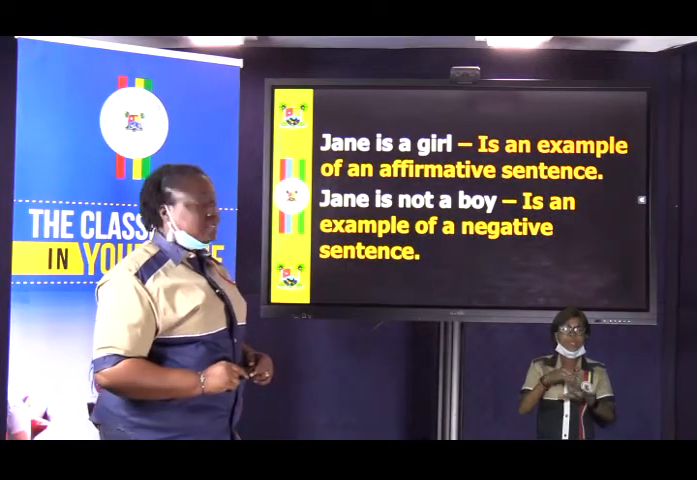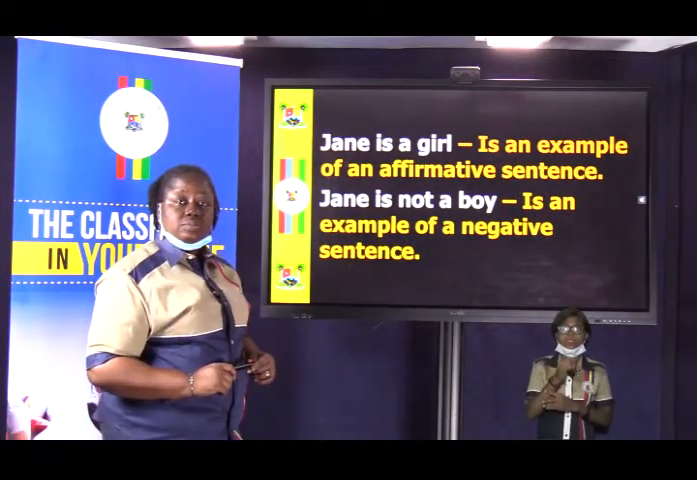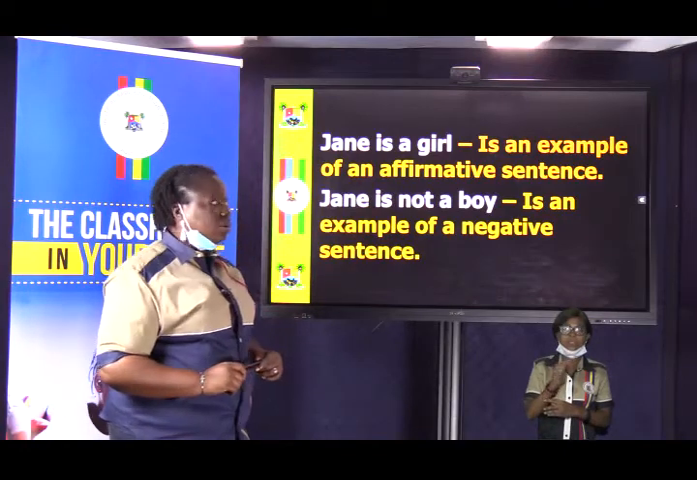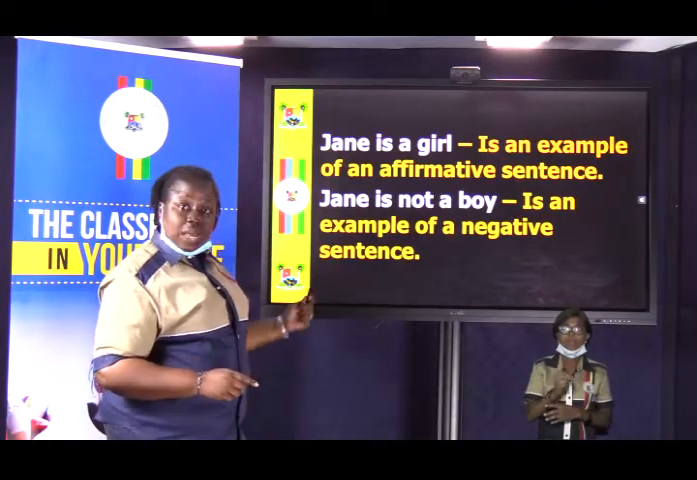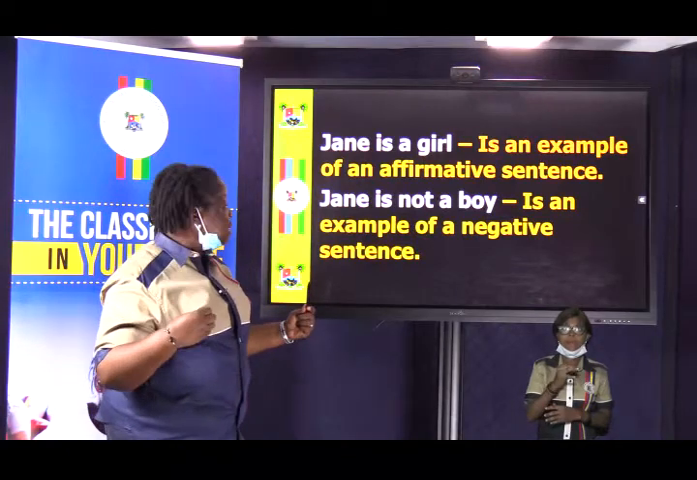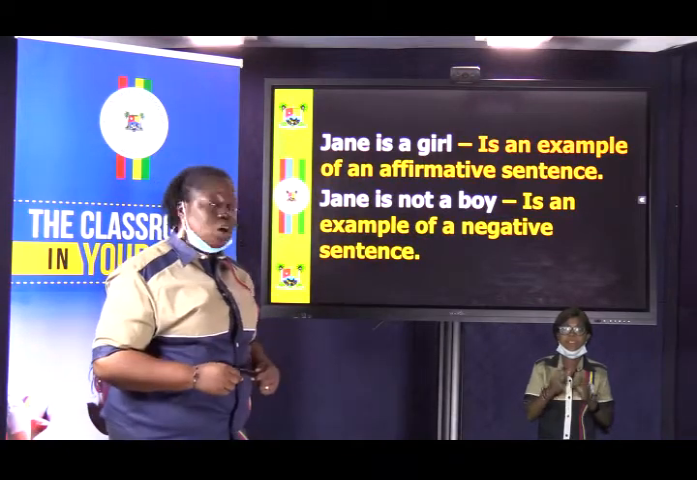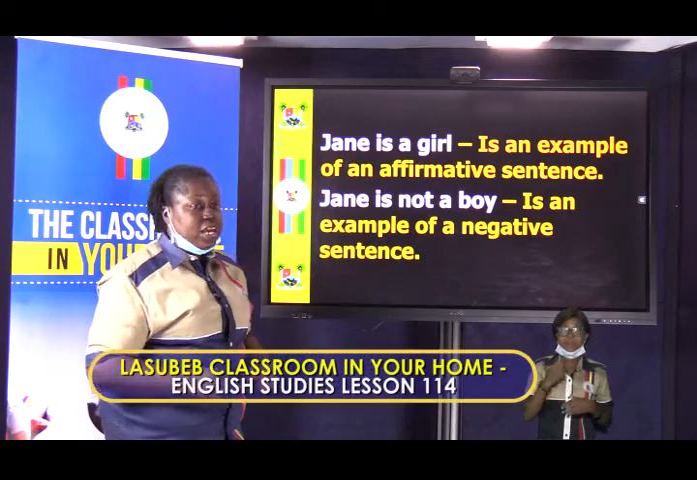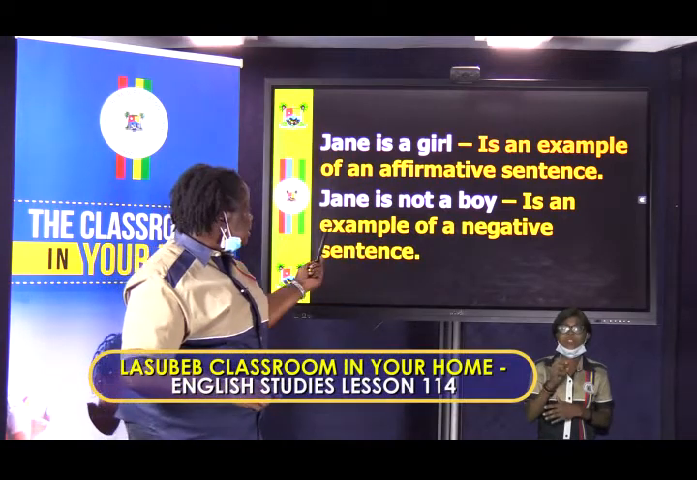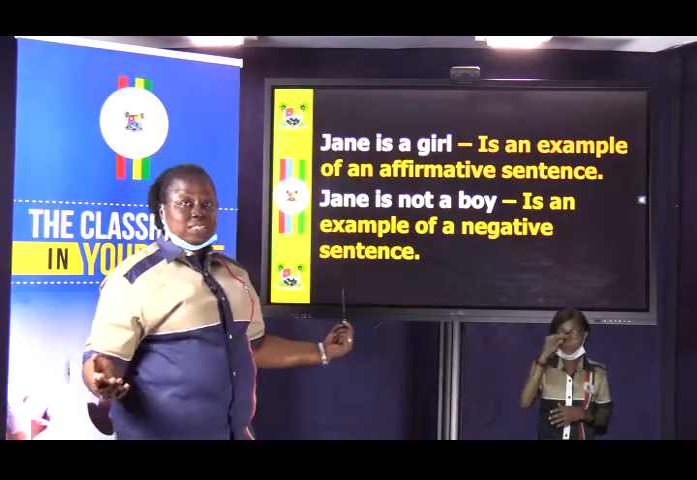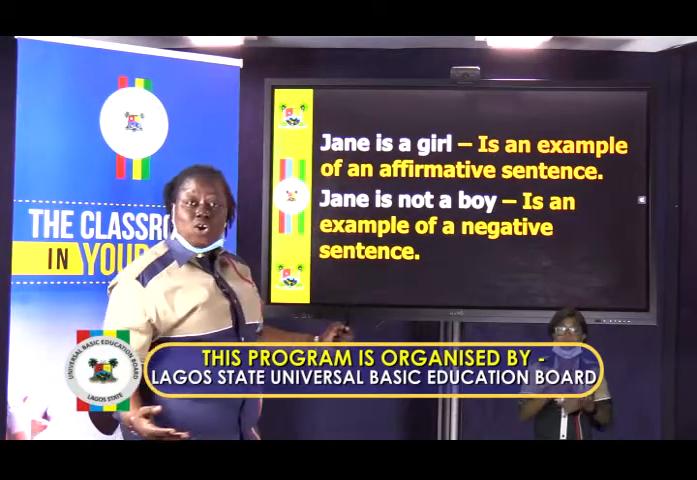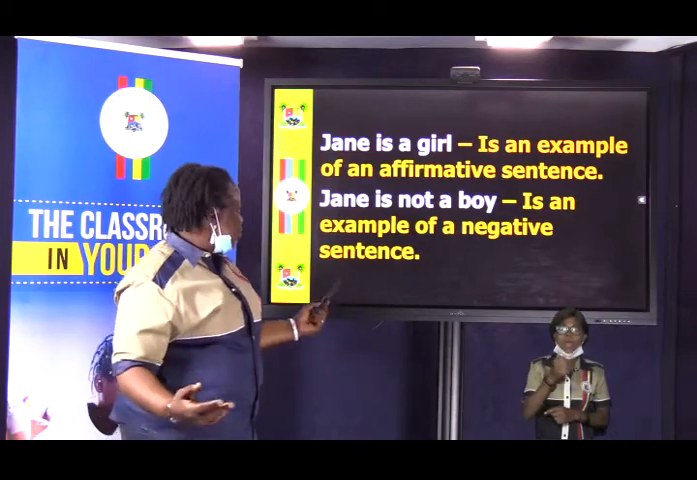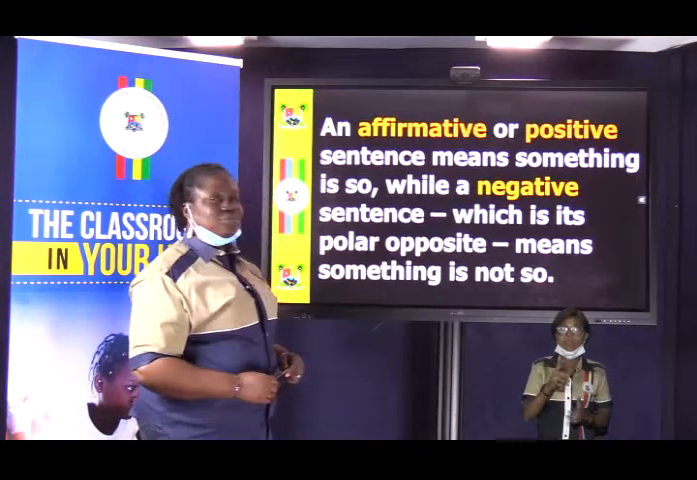Look at the sentence: Jane is a girl. It's an example of an affirmative sentence. But if we have a sentence like Jane is not a boy, this is an example of a negative sentence. What makes one affirmative and what makes the second a negative sentence? We'll see in the course of the lesson.